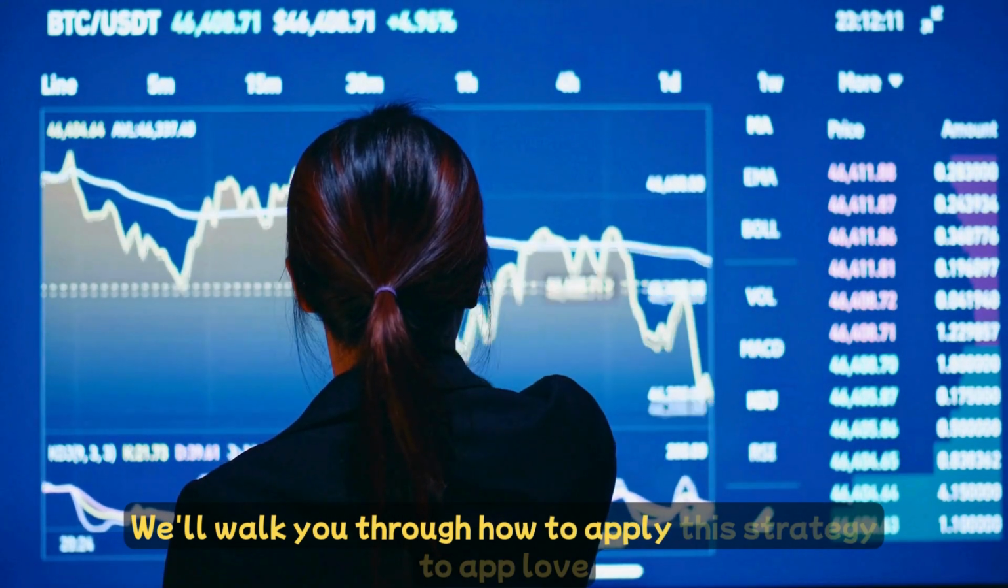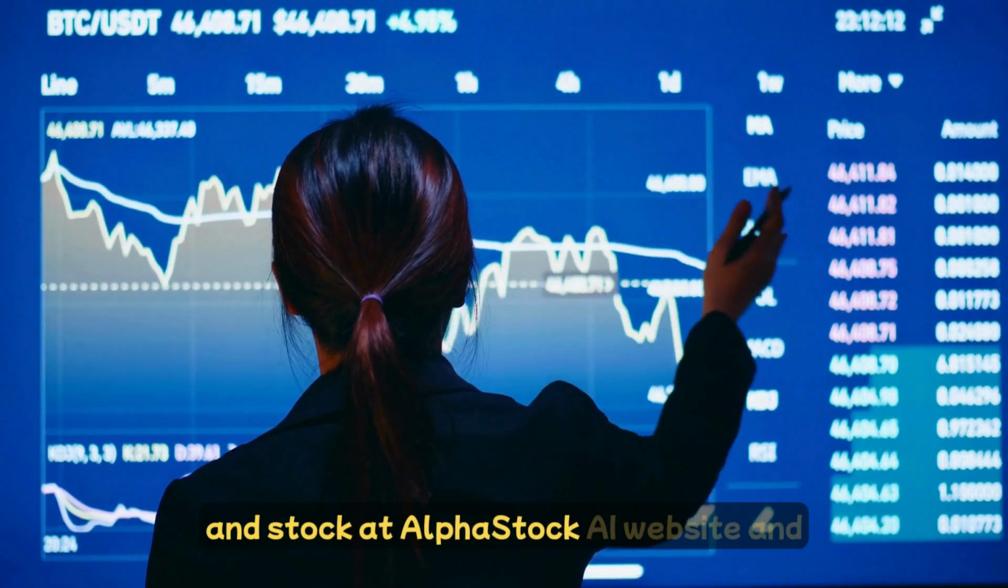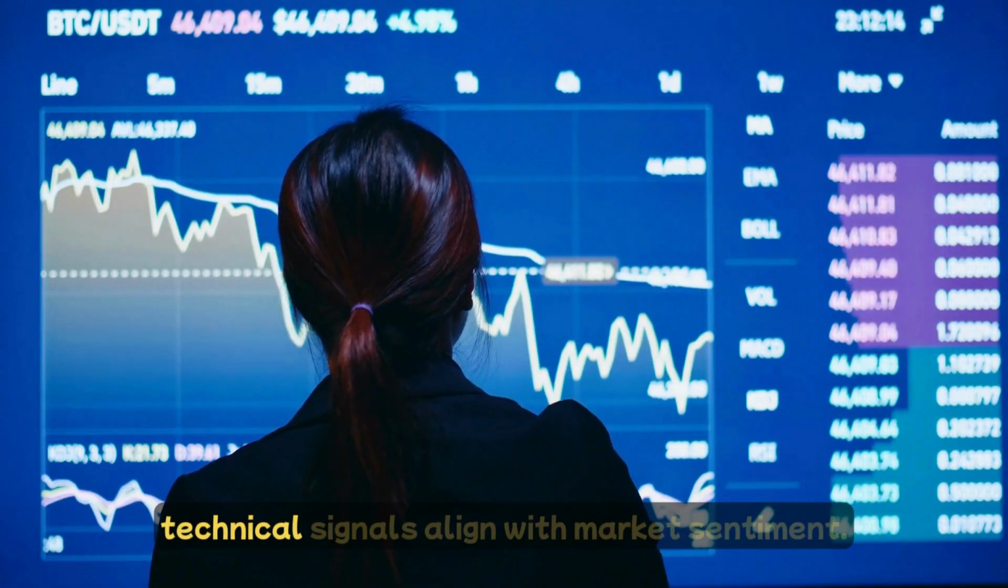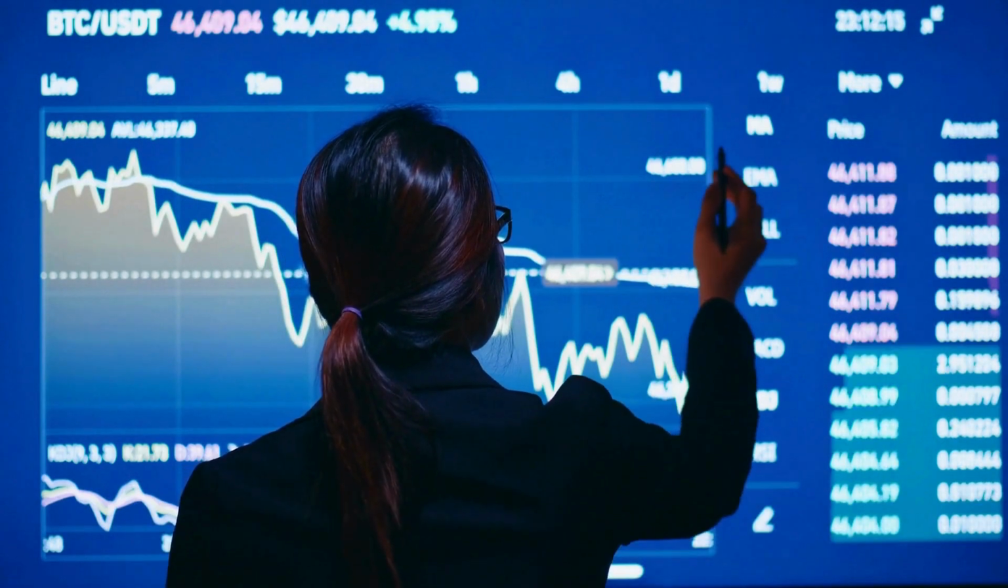We'll walk you through how to apply this strategy to Applovin stock at Alpha Stock AI website and incorporate the latest company news to see how technical signals align with market sentiment.